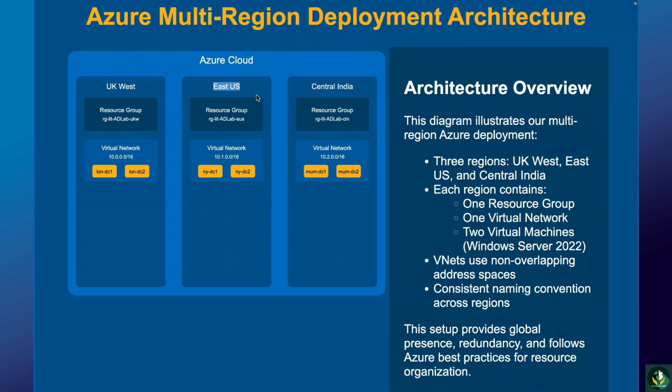So we've got 3 regions here, UK West, East US, and Central India, and each region contains 1 resource group, 1 virtual network, and 2 virtual machines running Windows Server 2022. Virtual networks use non-overlapping address spaces. I've demonstrated it previously. So the first one is 10.0, the second one, East US, is 10.1, and the third one is 10.2. We're using consistent naming convention here across all regions.